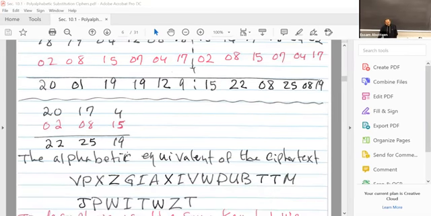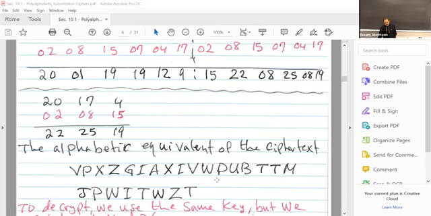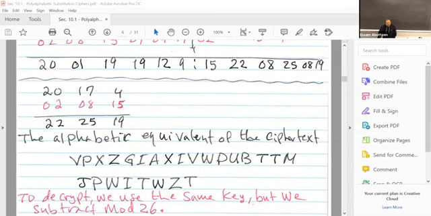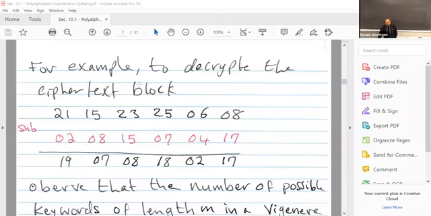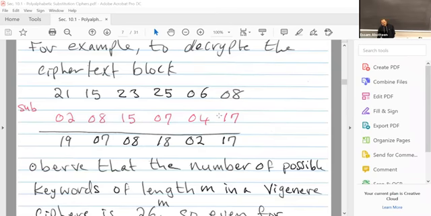And when we convert these numerical values into the letters they represent, we come up with this ciphertext message. As you see, it doesn't make any sense, of course. To decrypt, we use the same key, except we subtract the key over and over again from each block of the ciphertext. So for example, to decrypt the first block, which was 21, 15, 23 from the ciphertext 25, 6, and 8, we just subtract 2, 8, 15, and we get the first block.